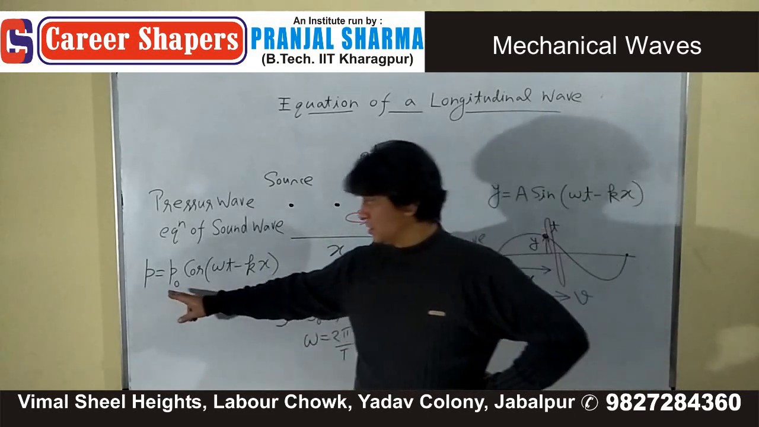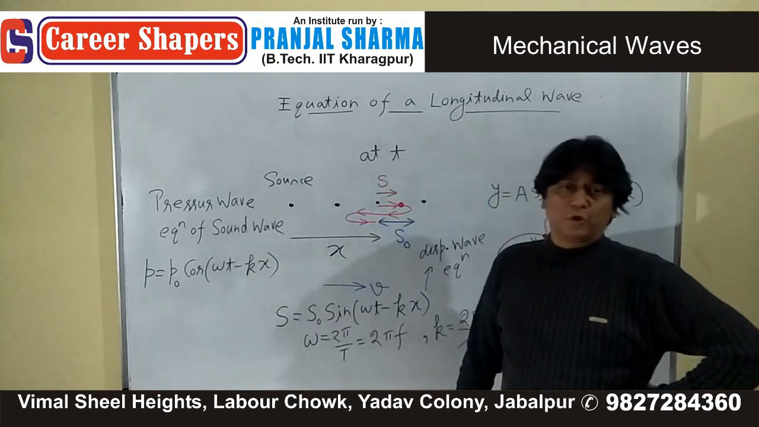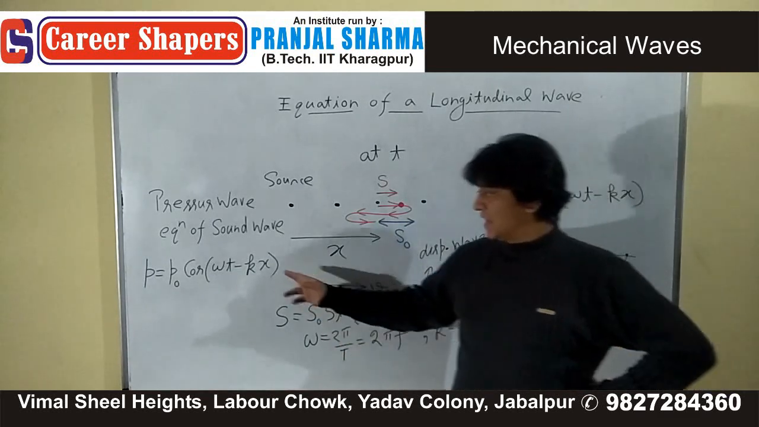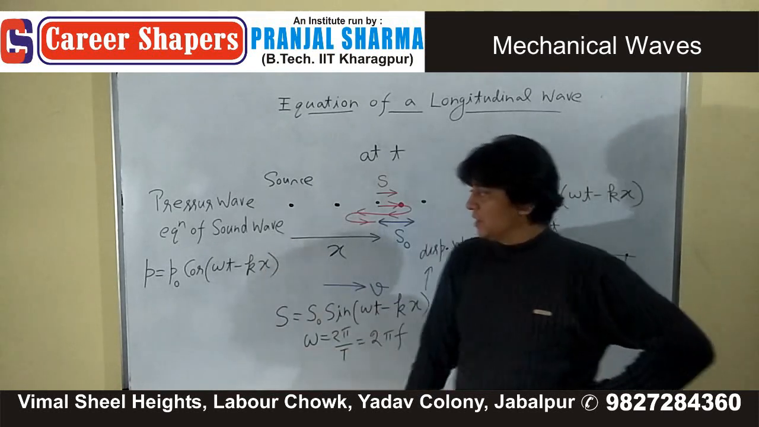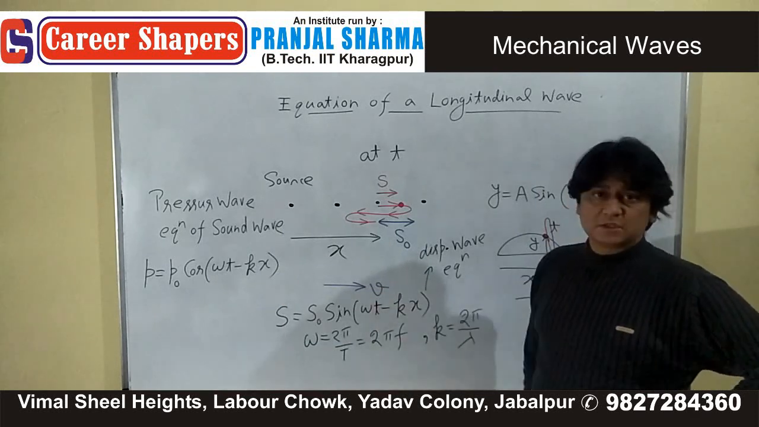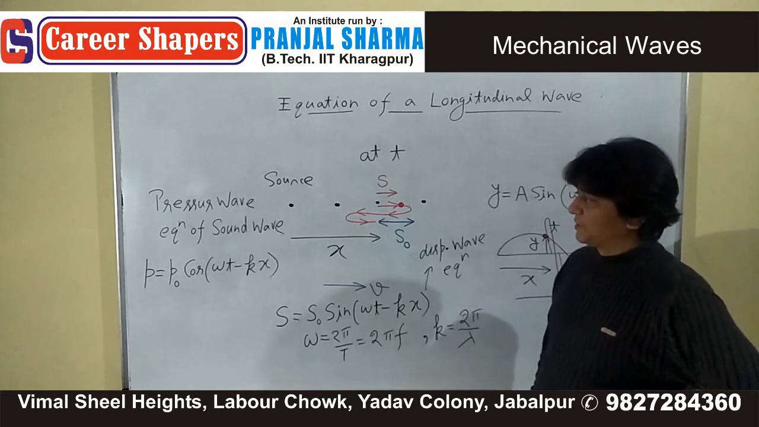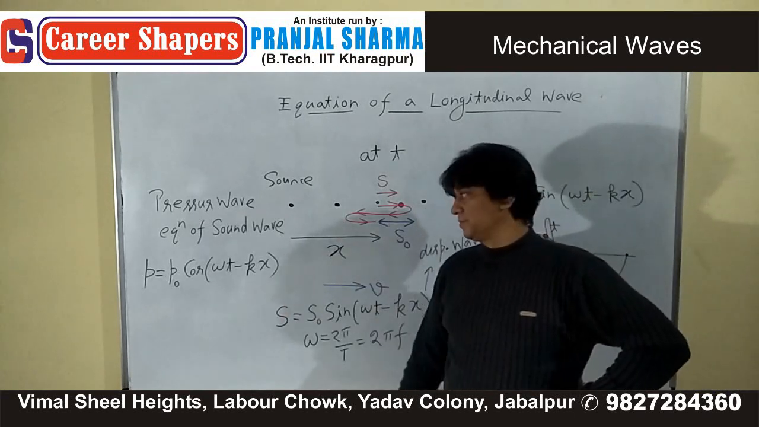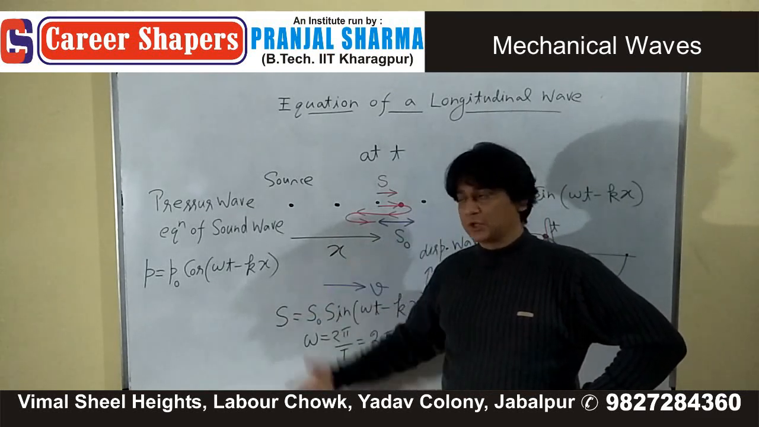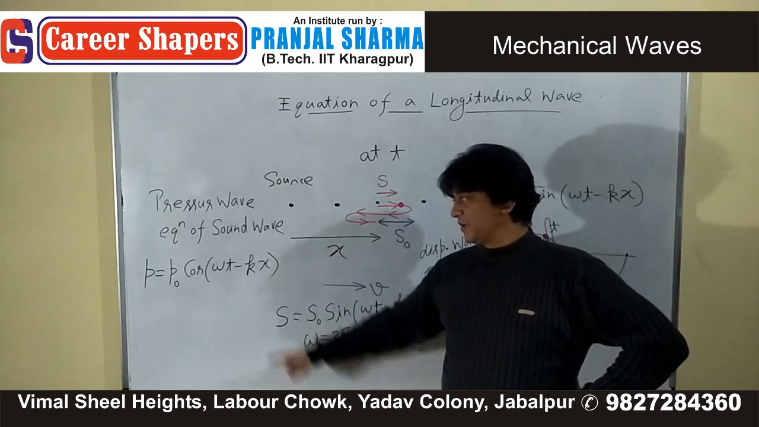Now what is P naught? P naught is amplitude. This is now pressure amplitude. What do you mean by pressure amplitude? This is the maximum change which can take place at this position. Write down. P naught is pressure amplitude. That is, at any position, the maximum change in pressure which can take place is given by P naught.